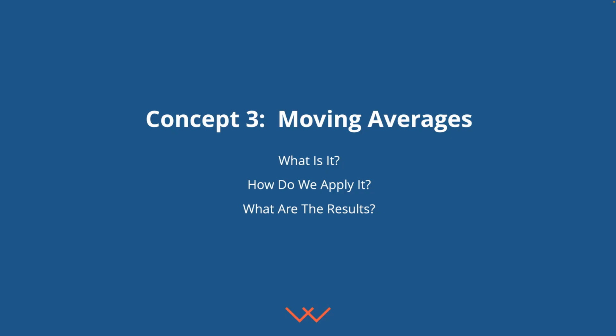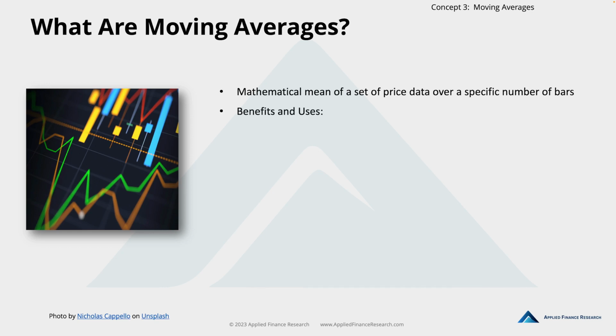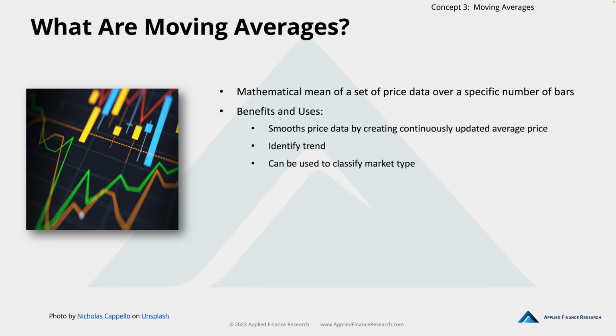The third concept we'll look at in this presentation is the concept of moving averages. And what are moving averages? In their most simple form, a simple moving average is the mathematical mean of a set of price data over a specific number of bars. And there are several benefits and uses of moving averages. They smooth price data by creating a continuously updated average price. They can be used to identify trend. They can also be used to classify market type, and they can be used to determine support and resistance levels.